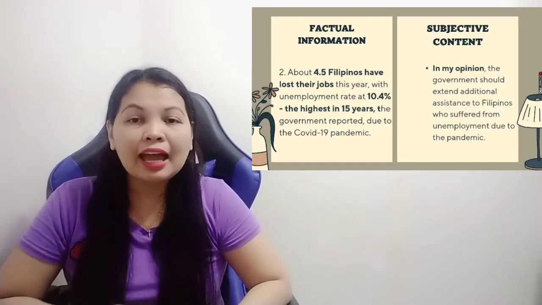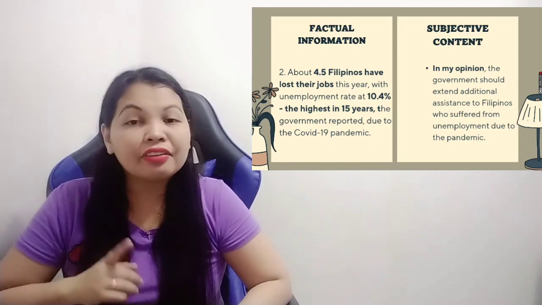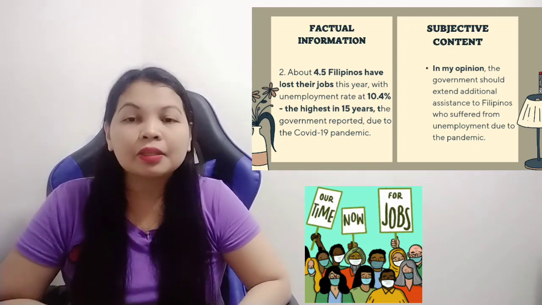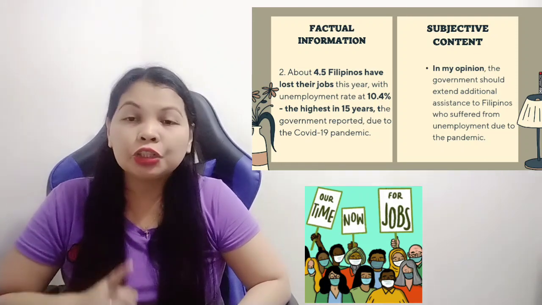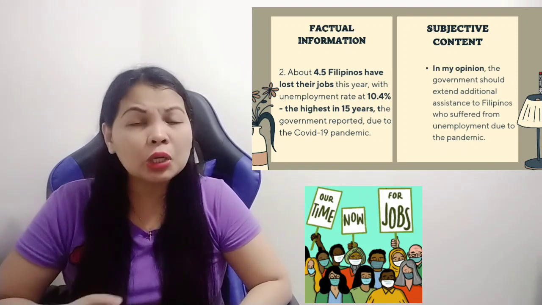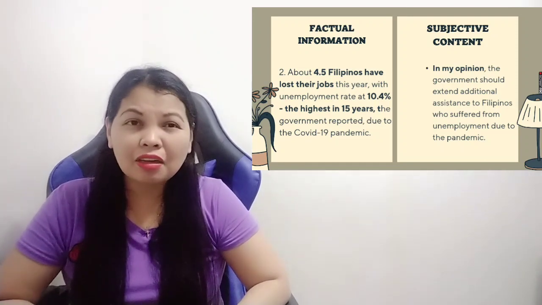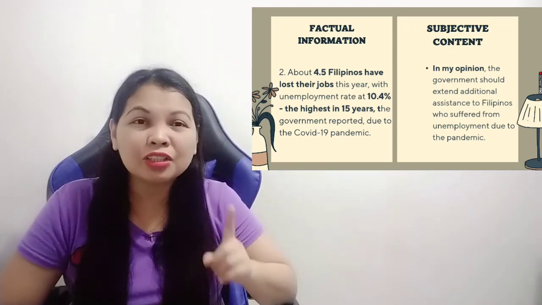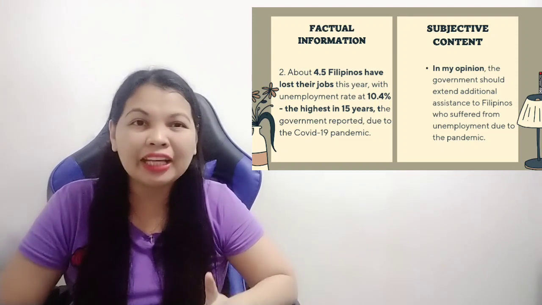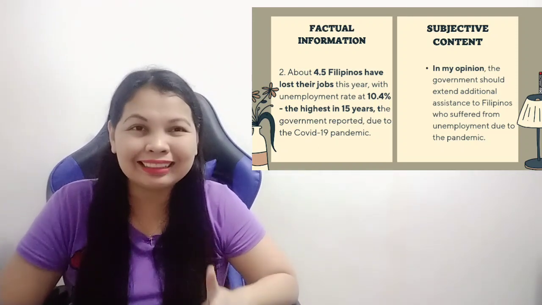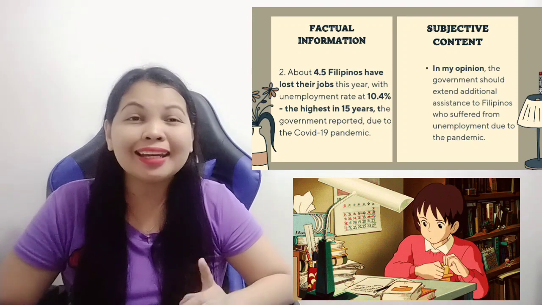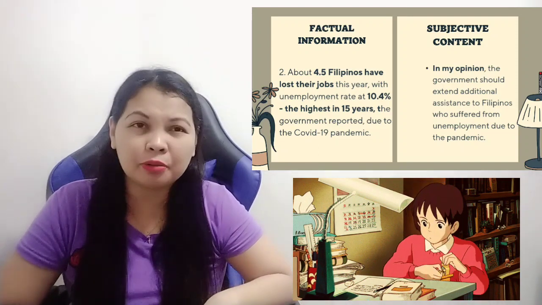Example number 2. About 4.5 million Filipinos have lost their jobs this year. This unemployment rate at 10.4%, the highest in 15 years, the government reported, due to the COVID-19 pandemic. So, this statement is factual information. Why is it factual information? There is a specific number and it is based on survey. It is studied, surveyed, and researched before published. Therefore, it is considered as factual information.